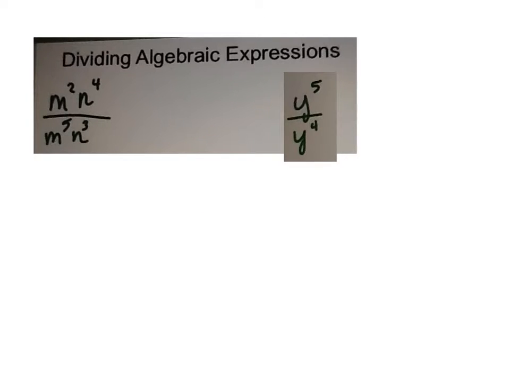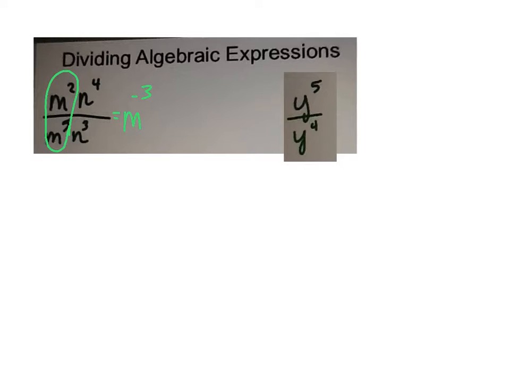Our first example here: m to the 2nd power, n to the 4th power over m to the 5th power, n to the 3rd power. You can subtract anything with exponents as long as they have the same base. The first one here is m to the 2nd power over m to the 5th power. Those do have the same base, so we can subtract them, and 2 minus 5 is negative 3. I've really truly found that if you write it out in chunks, you're going to be more successful.